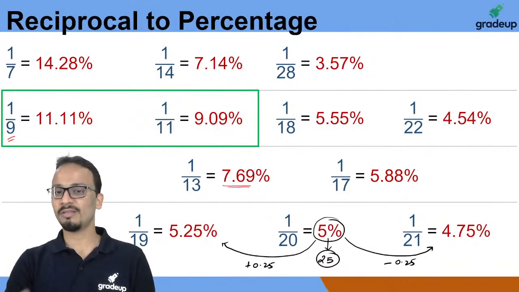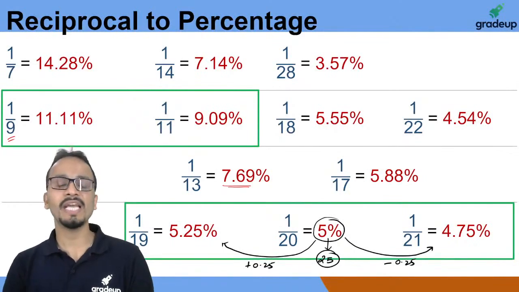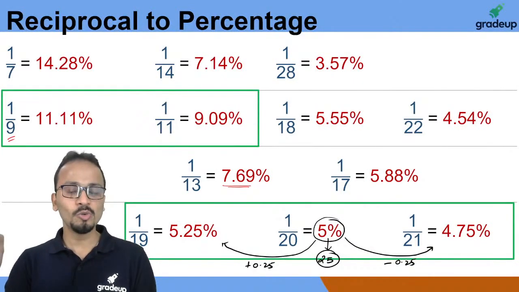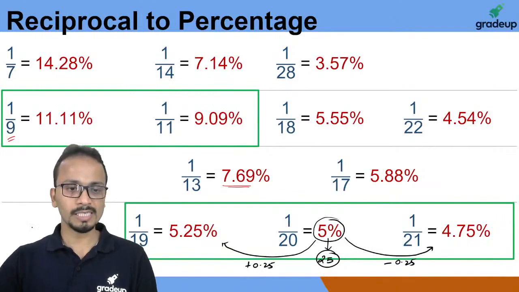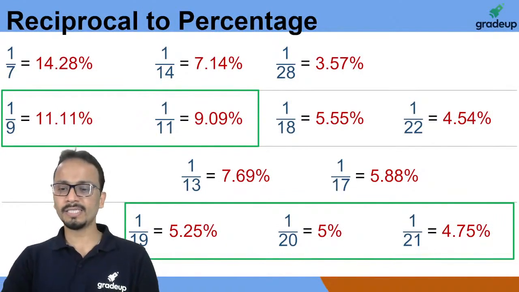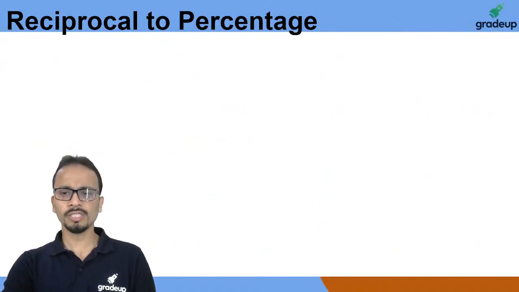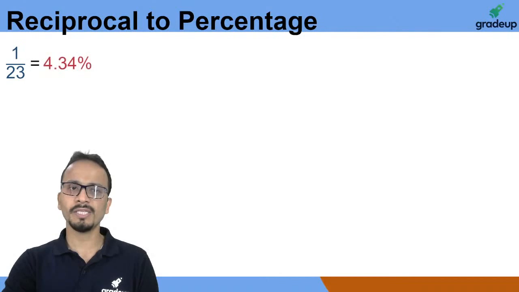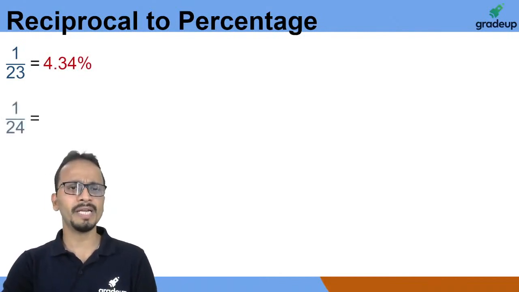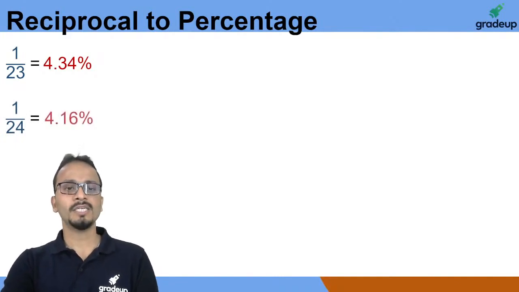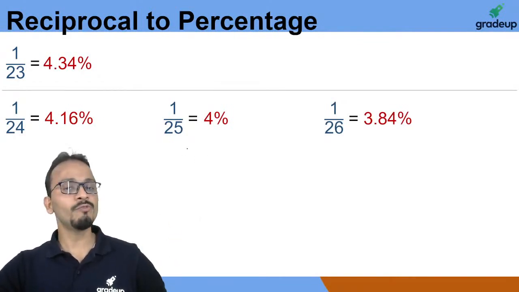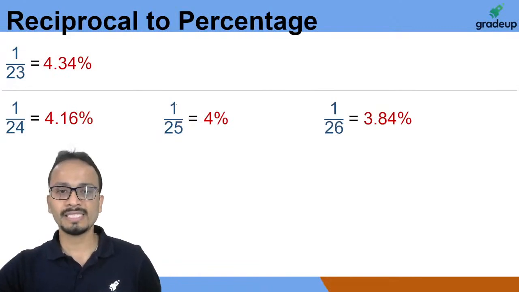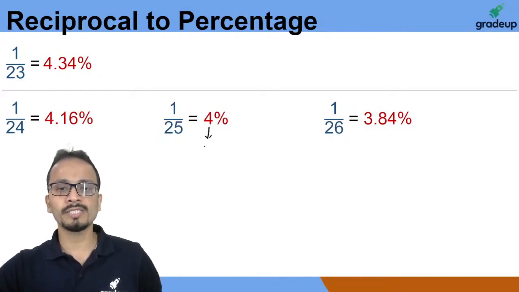I'll be using the same relation, the method that I used for 1 by 19, 1 by 20, and 1 by 21, to derive two other values on the next screen. So this is up till 1 by 21. Now the next portion: 1 by 23. Again, you need to remember this value independently. What I used in 1 by 20, where 5 squared was 25, I'll use similarly here: 1 by 25 is 4%. The square of 4 is 16.